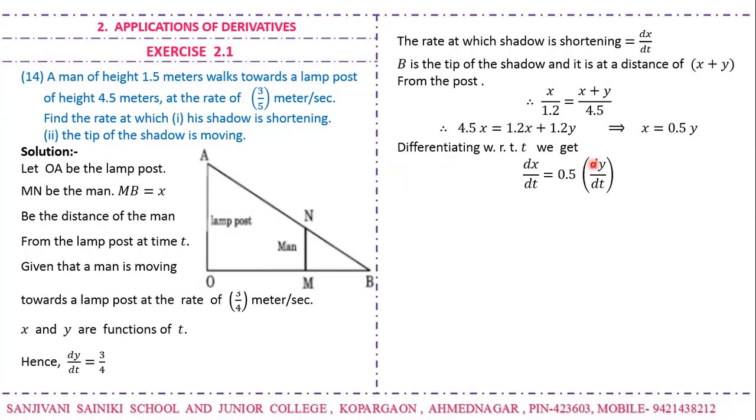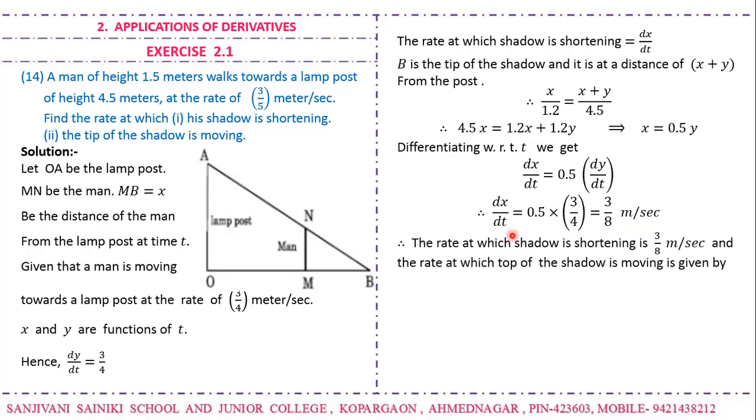So differentiate with respect to t, we get dx by dt is 0.5 times dy by dt, and this dy by dt is already given, 3 by 4. So 0.5 into 3 by 4 is 3 by 8 meter per second. So the rate at which the shadow is shortening is 3 by 8 meter per second.